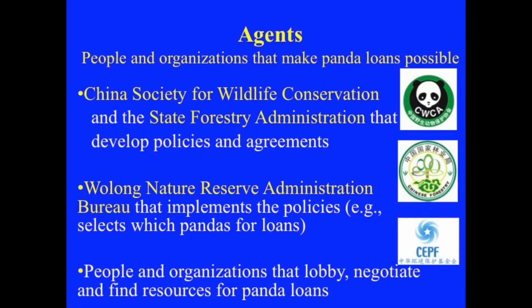So the agents in the framework that we talked about earlier are the people and organizations that make panda loans possible. Okay, there are many organizations and people, and I'm not going to list every one of them.